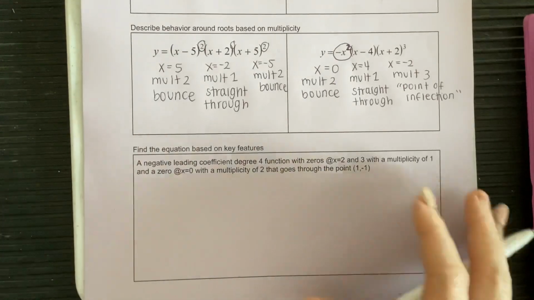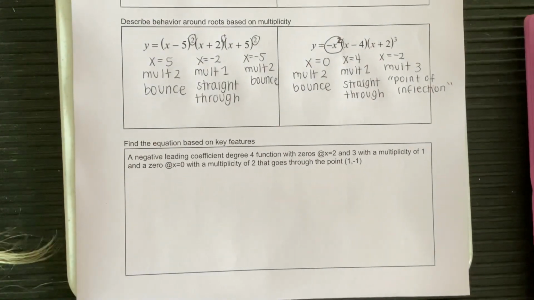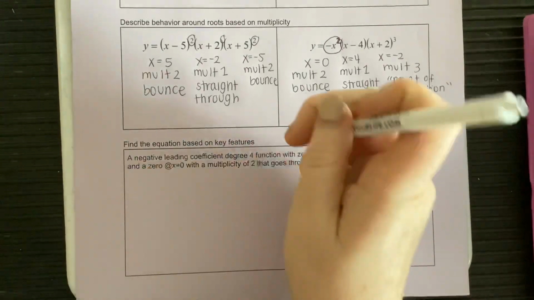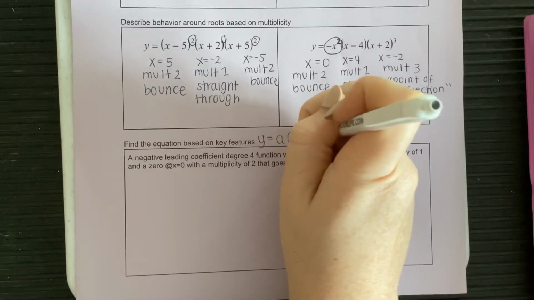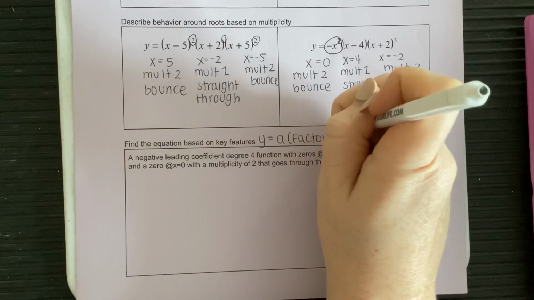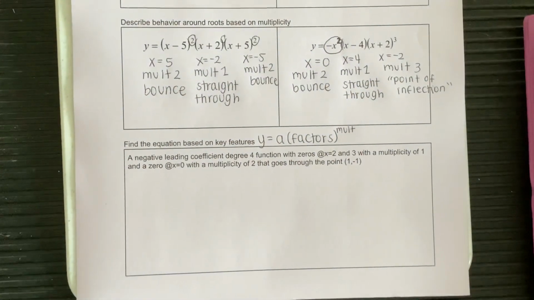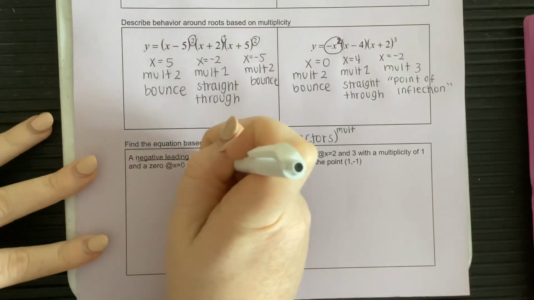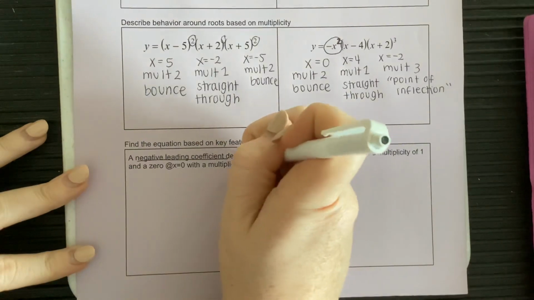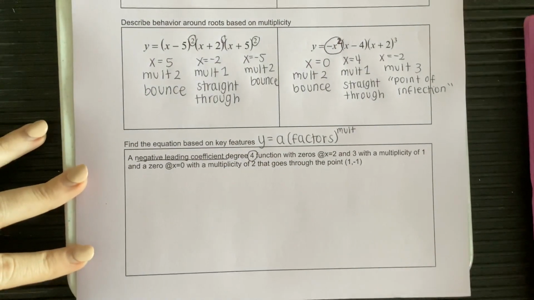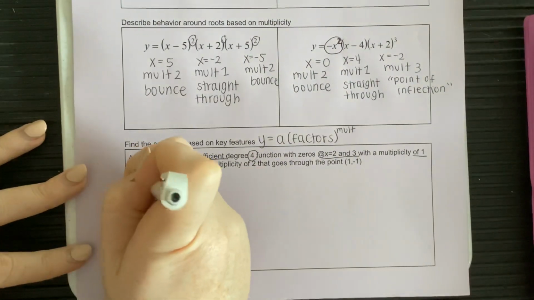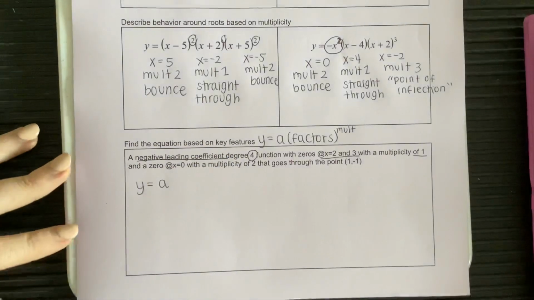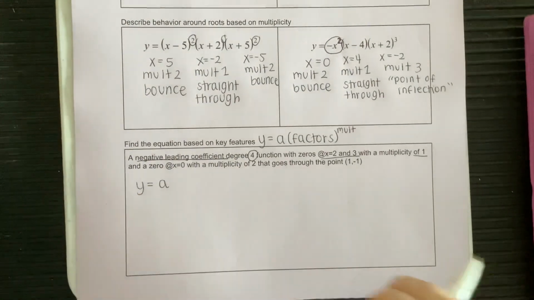All right, last one we're going to do on this page is find the equation based on key features. So remember that we're writing our equation as y equals a, and then it's your factors raised to their multiplicities. So if you start, it says that you have a negative leading coefficient. That's degree 4. So your multiplicities need to add up to 4. With zeros at x equals 2 and x equals 3 that have a multiplicity of 1. So if we start, we still don't know what our a value is. You can put the negative there if you want. Doesn't matter. We're just going to use that as a check at the end.